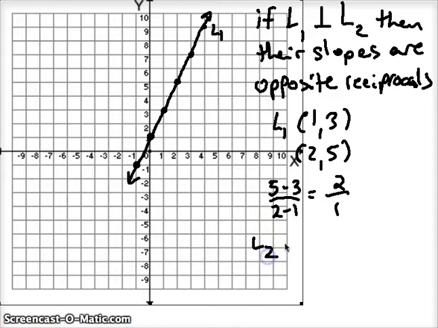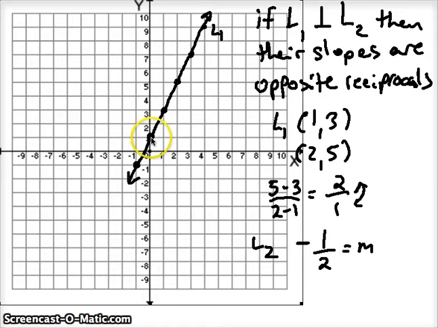And I know that line 2, if it's perpendicular, has to have an opposite reciprocal slope of 2 over 1. So let's think, what's the opposite of positive 2? Well, that's negative 2, but the reciprocal has to be flipped. So opposite reciprocal means that if this is positive, the perpendicular slope has to be negative, and it has to be a reciprocal, which means we have to flip this upside down, and this is the slope of line 2.